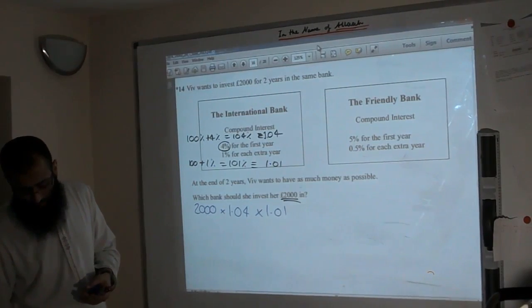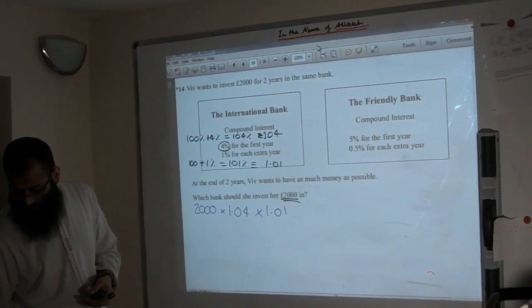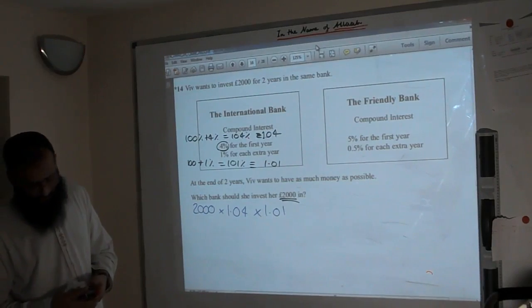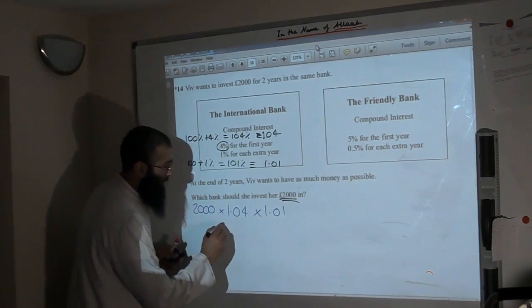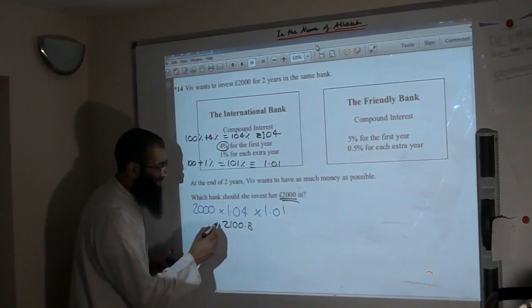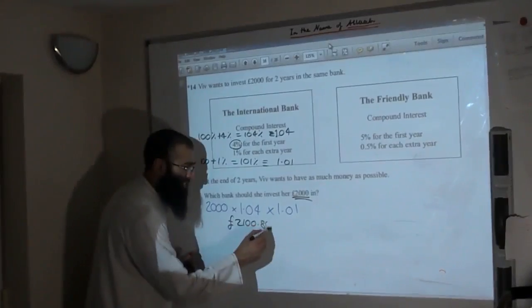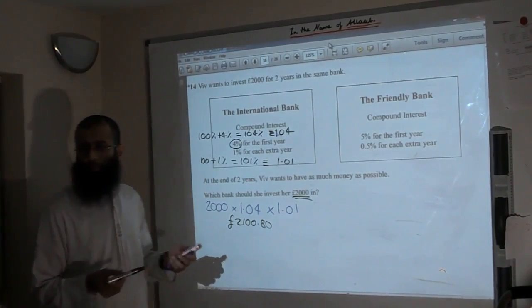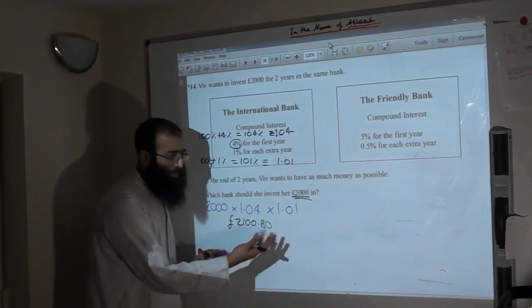2,100.8. Okay, 2,100.8, so 2,000 times by 1.04 times by 1.01 equals 2100.8. Yeah. But because this is decimal money, we need to put an extra 0 in to make it look right. Because we wouldn't normally use 0.8. It's 0.80 in pounds and pence.